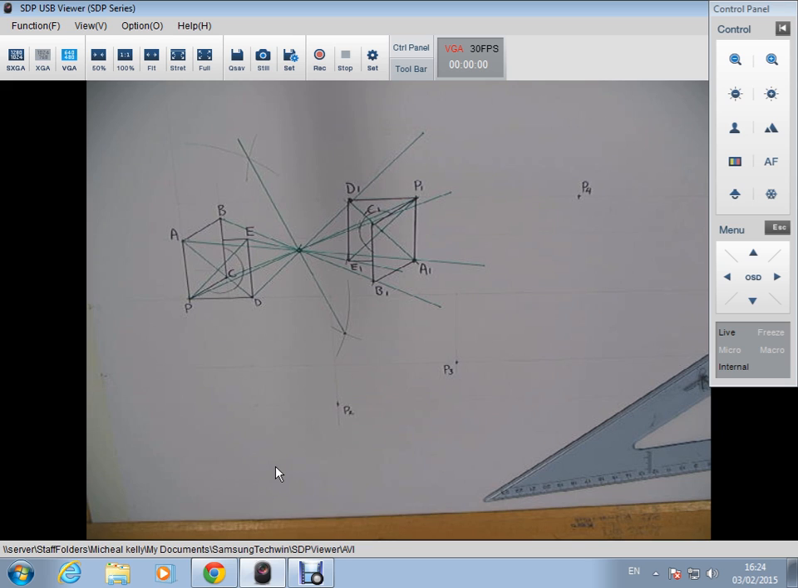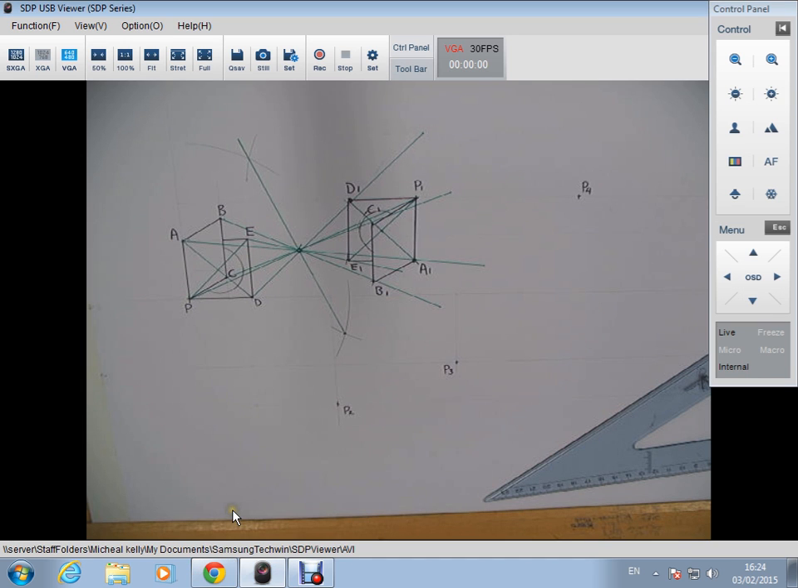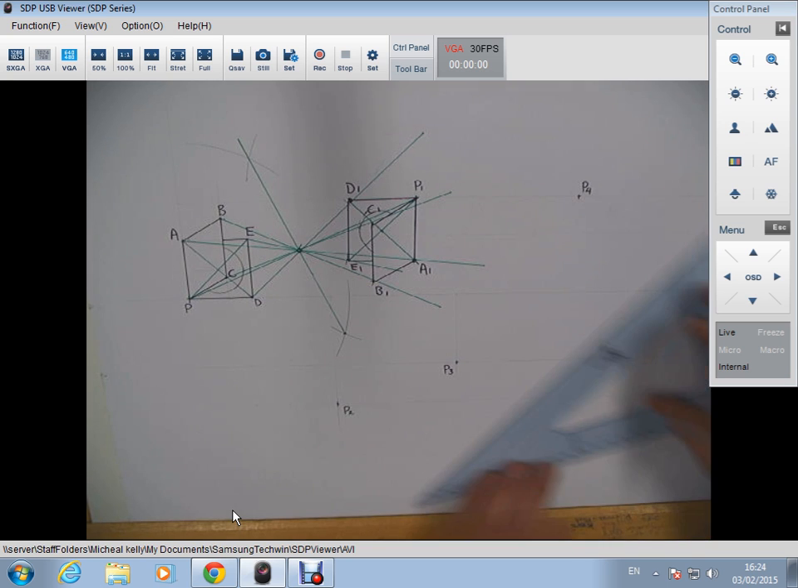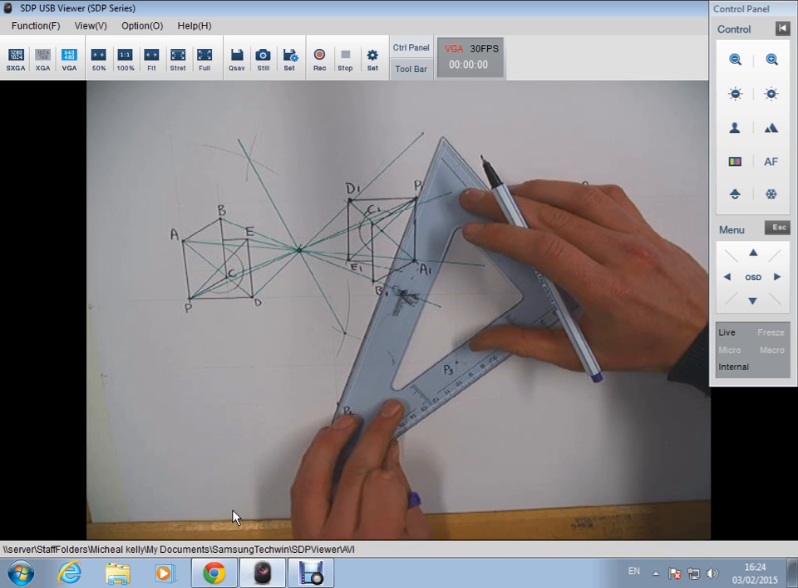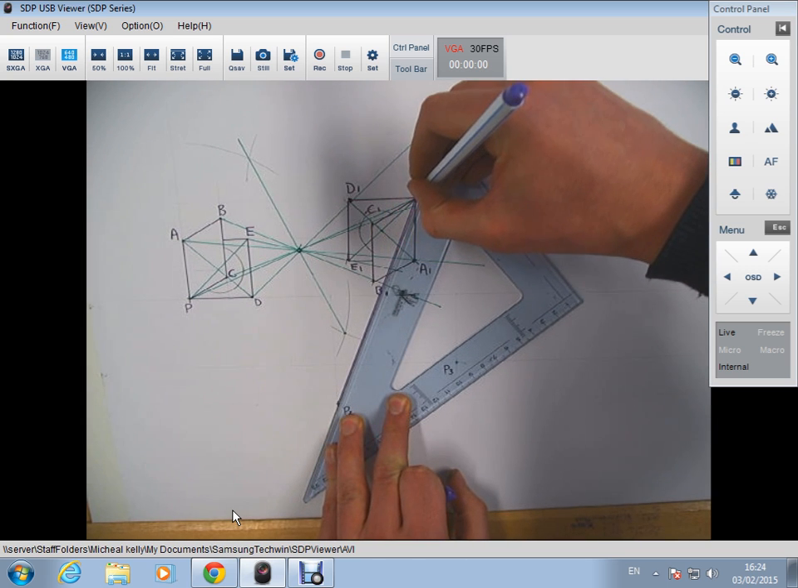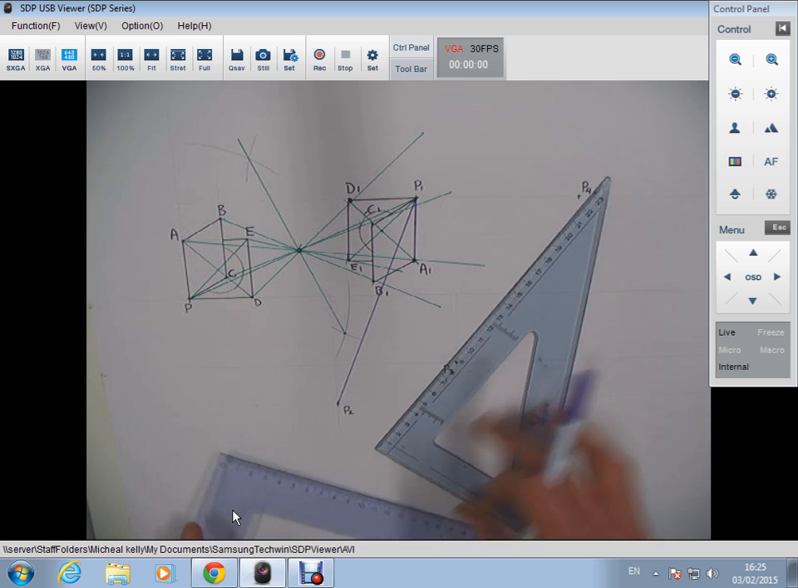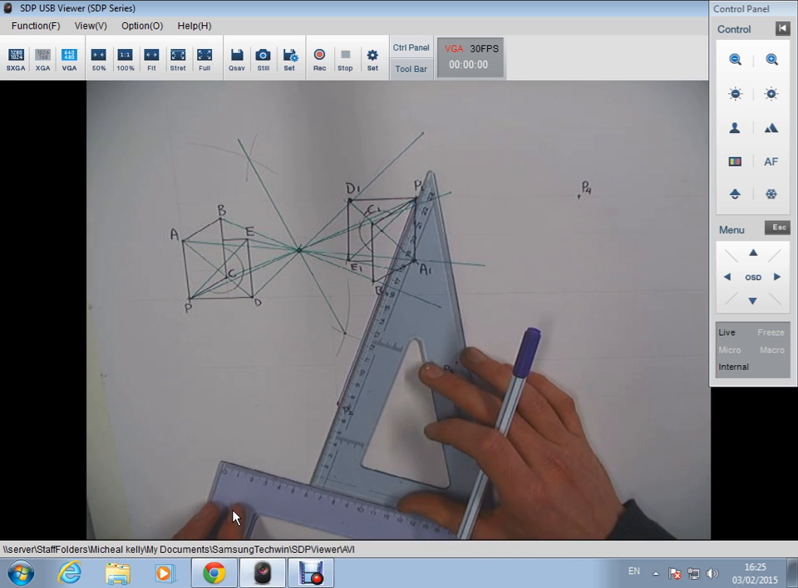For the second part of my question, I'm told that point P1 ends up at point P2 after a translation. So if I join point P1 to P2 using a purple pen this time, that particular point is after going through a translation. So under a translation, every point moves the same distance and direction.